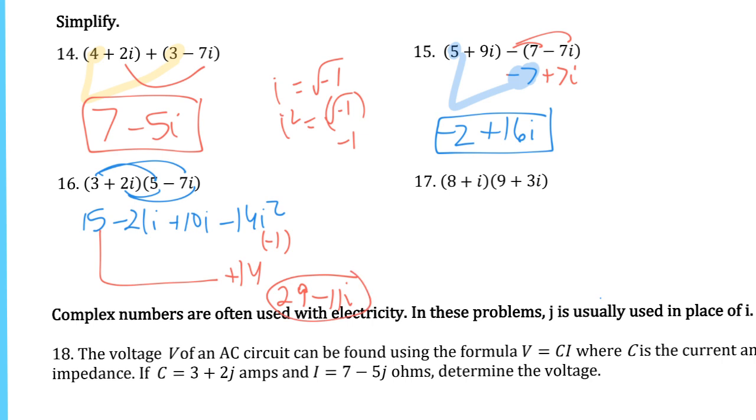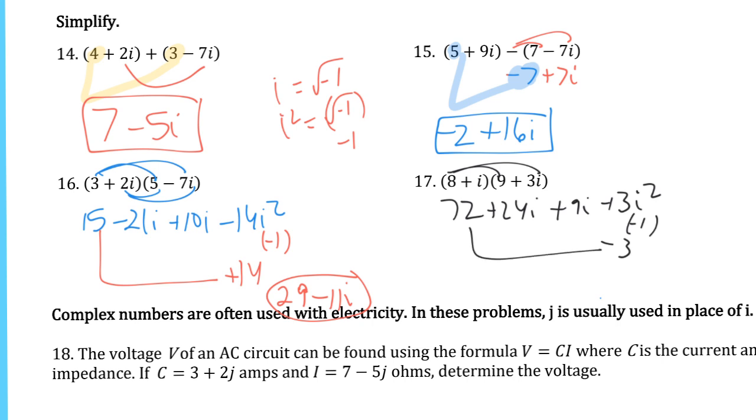And then the last one, if you multiply these together, you're going to get 72 plus 24i plus 9i, and then again, plus 3, and then i squared. i squared is equal to negative 1, so 3 times negative 1 gives us negative 3. So putting 72 minus 3 together, you get 69, and then that's going to be plus 33i.